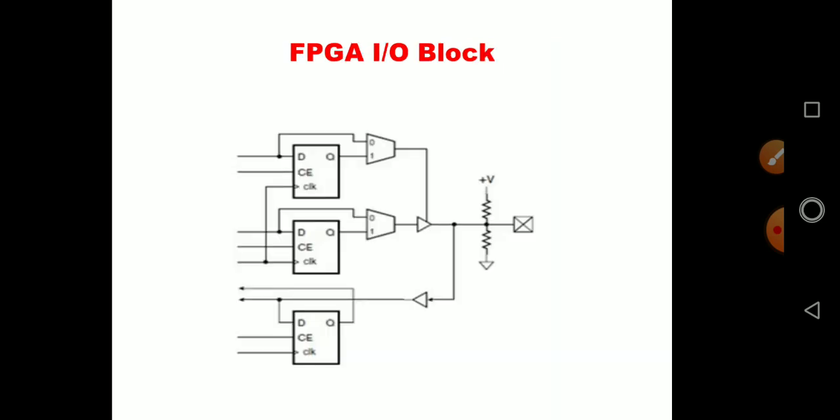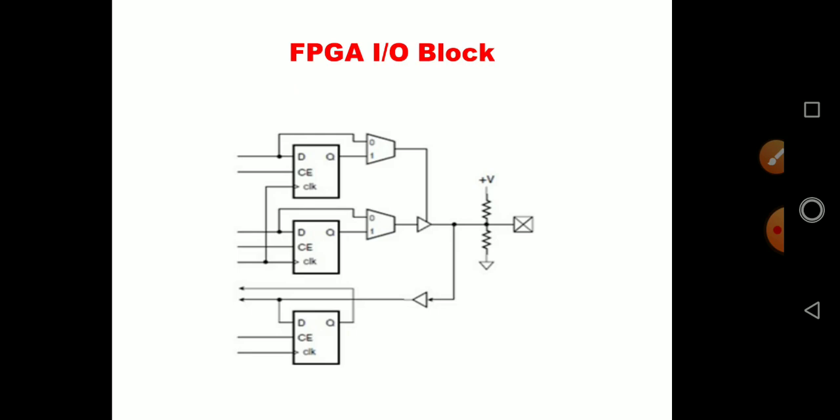Here you can see the next part, that is the input output block. The logic blocks have been discussed; now let us discuss the input output blocks of the FPGA. You can see the figure here. What does the figure contain? Here the input output block contains three D flip flops, or you can say memory devices, and they are connected to two multiplexers as shown in the figure.